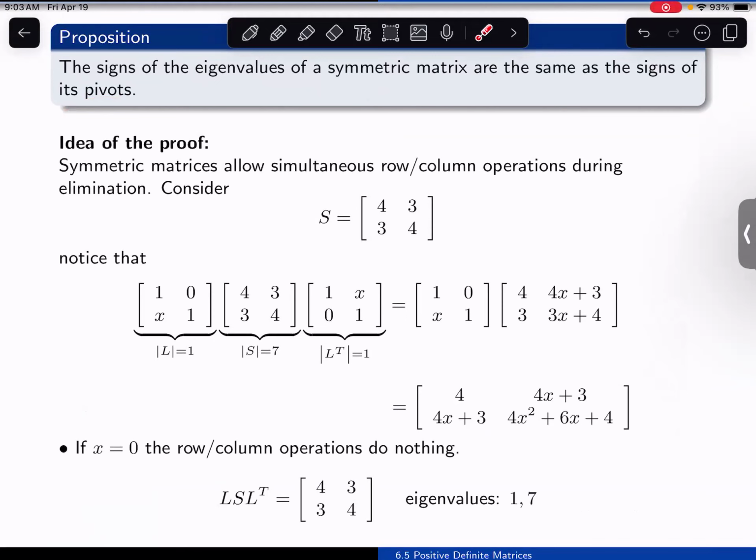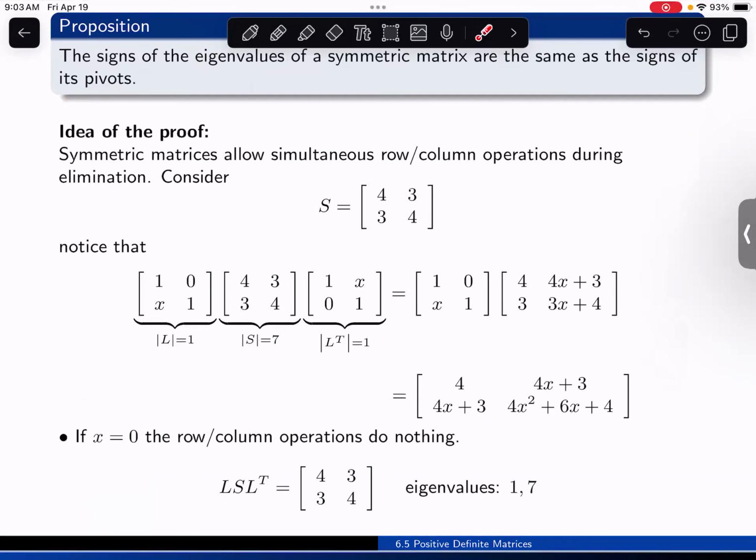So the idea is the following. We're just going to look at a specific example and go from there. We have this symmetric matrix S, which is equal to 4, 3, 3, 4. And if we want to reduce this matrix into upper triangular form, we can apply multiplication by elimination matrices, like we did in the beginning of class this semester.